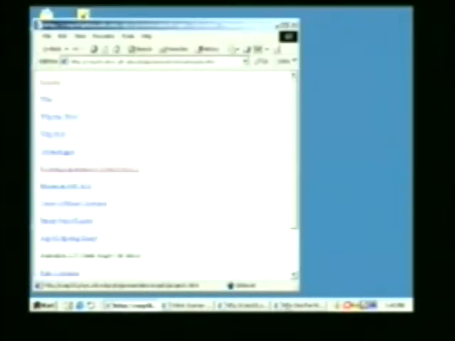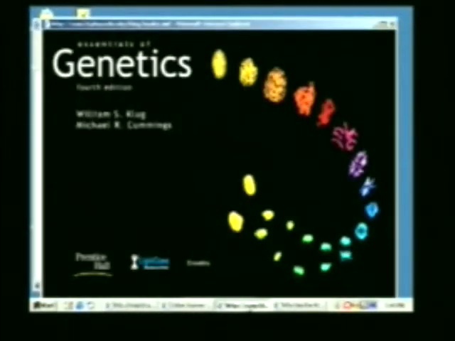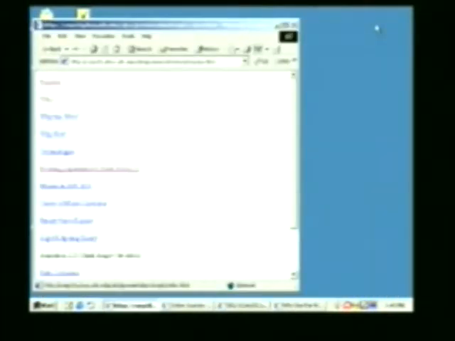So let's see. Get rid of this. No, actually, I didn't need to get rid of it. I just needed to bring this to the front. Nope, wrong one. This one, which one is? There it is.